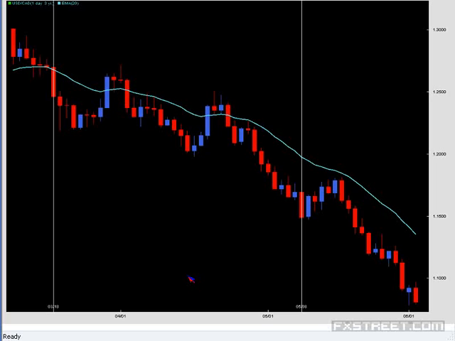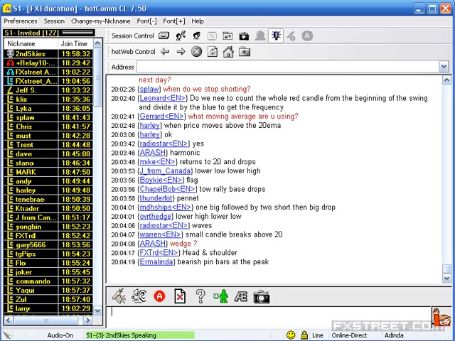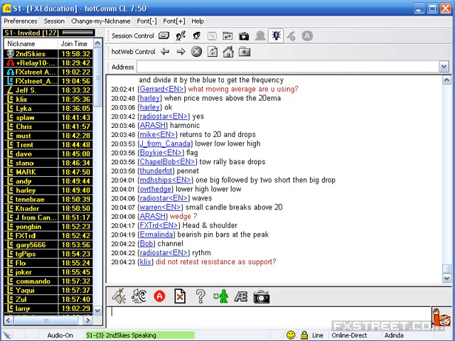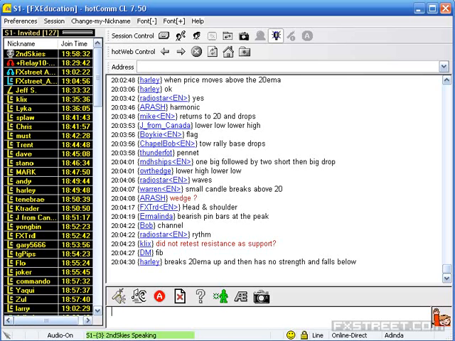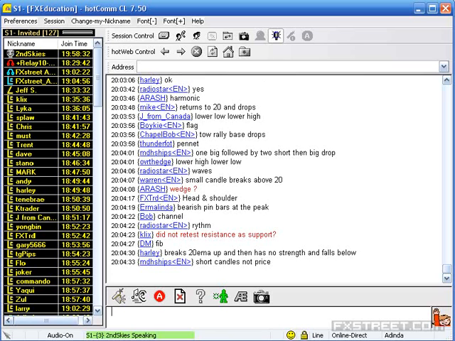Okay, returns to 20 EMA and drops. That's not entirely true, though, is it? Because it doesn't just return to the 20 EMA, it's broken the 20 EMA a couple times. Two really big drops. Pennant, I'm not talking about price, not triangles or anything like that. We're not going to talk about any of that today, actually. Flags, none of that. One big fall followed by two short. Not entirely. We had one big one here, and then we didn't have two short back to back. Head and shoulders, no, there's no head and shoulders. Head and shoulders is a reversal pattern that would happen in an ascending market, not a descending market.